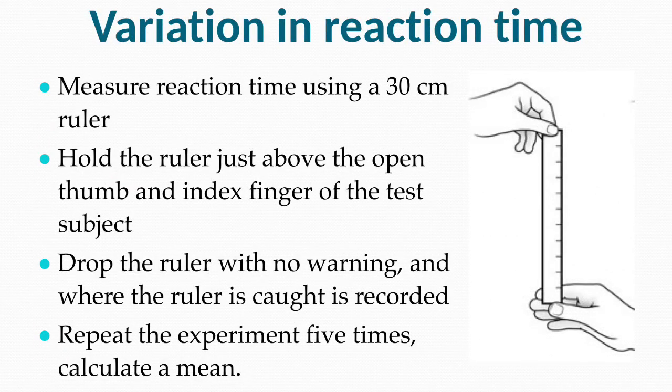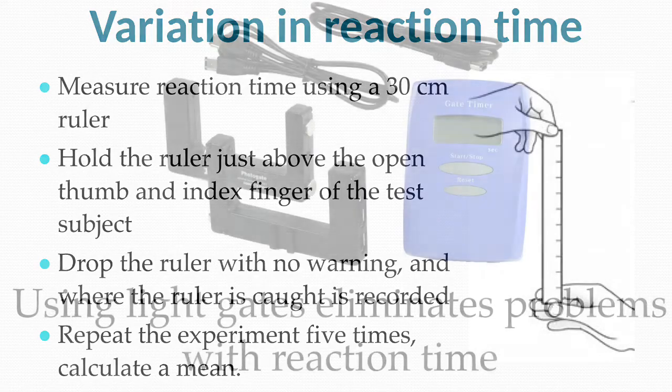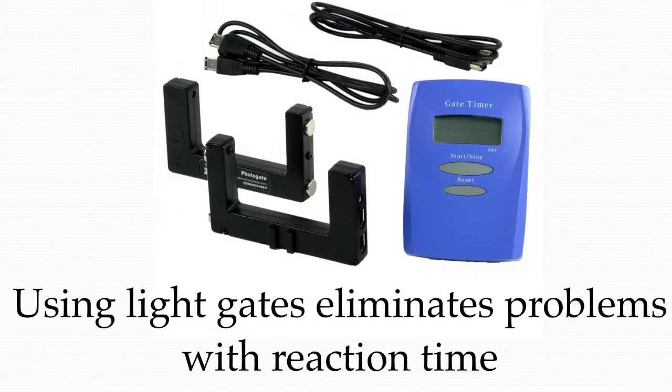One way you can record your own reaction time is by having someone else hold a 30cm ruler above your hand and then drop it with no warning and see how quickly you can grasp the ruler. The distance the ruler travels indicates your reaction time. Light gates are a very good way of eliminating reaction time as a variable in experiments, particularly if you have something that's moving very fast, such as a falling object.